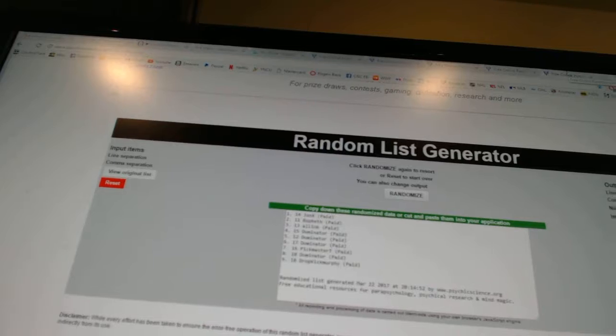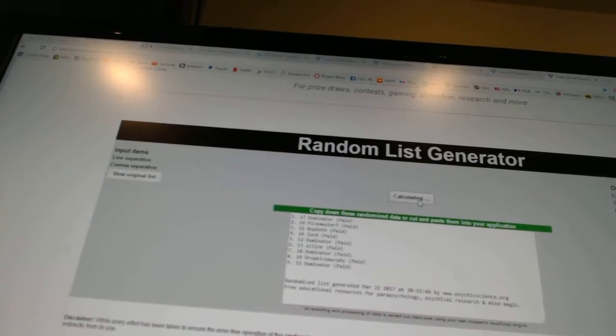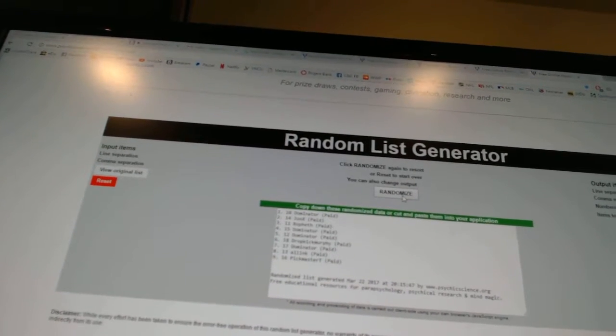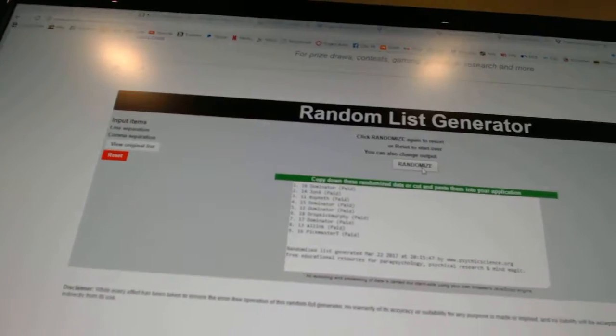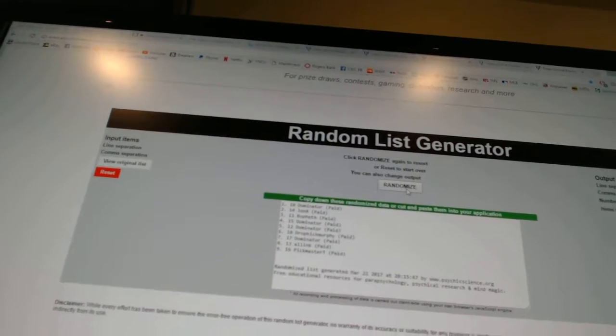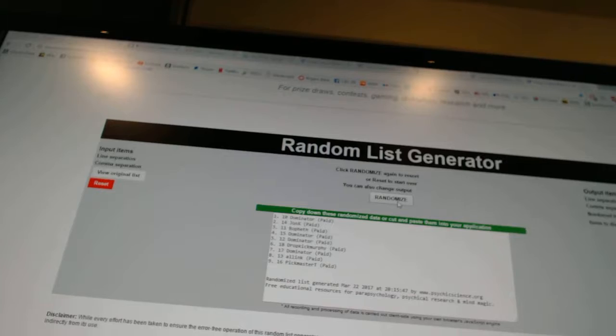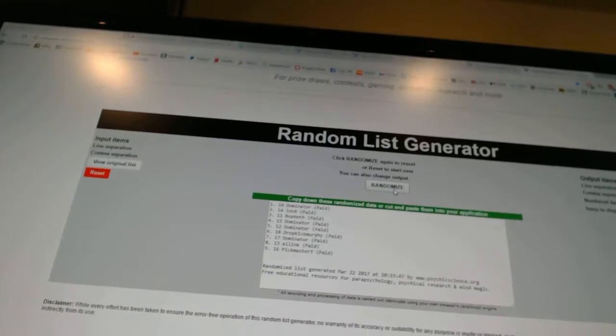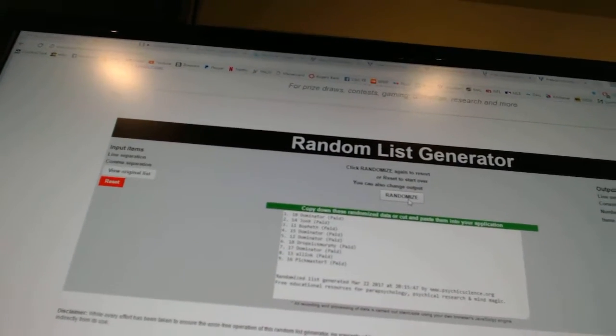And for tier 3, 1, 2. All right, 10 is Dominator, 11 John X, 12 Bofeth, 13 and 14 Dominator, 15 Dropkick Murphy, 16 Dominator, 17 All Ink, and 18 Pickmaster T.